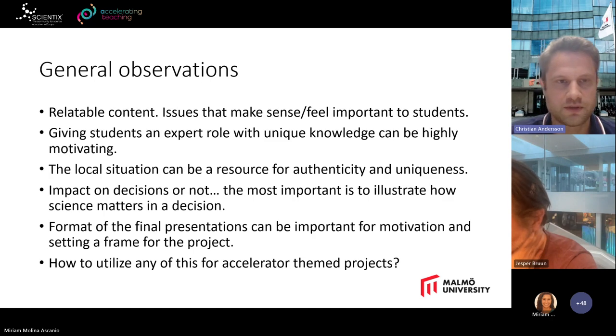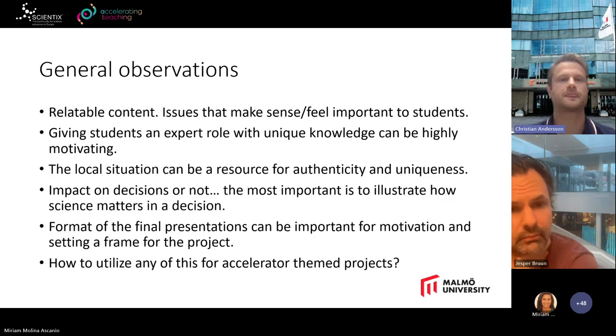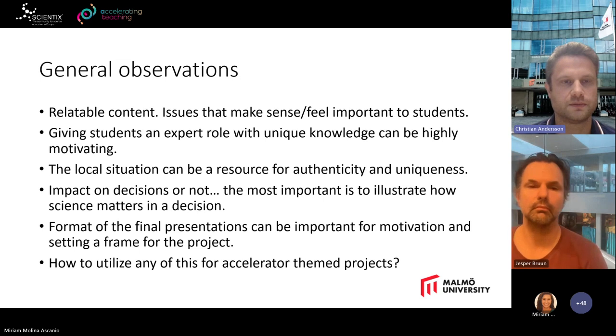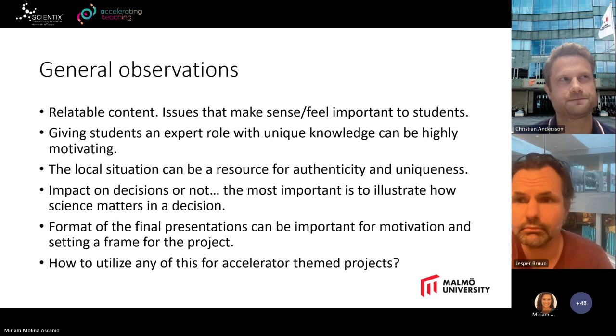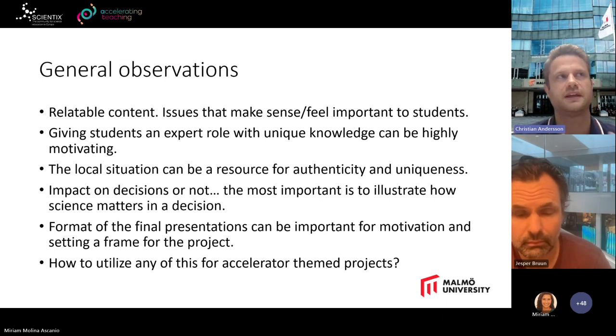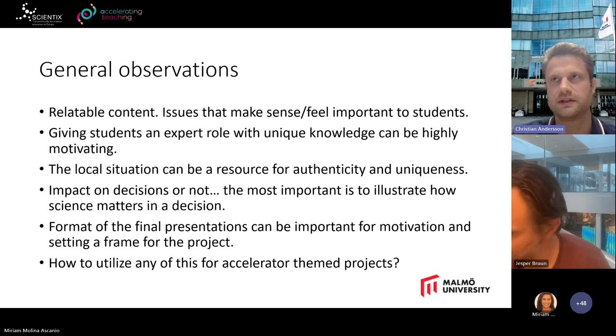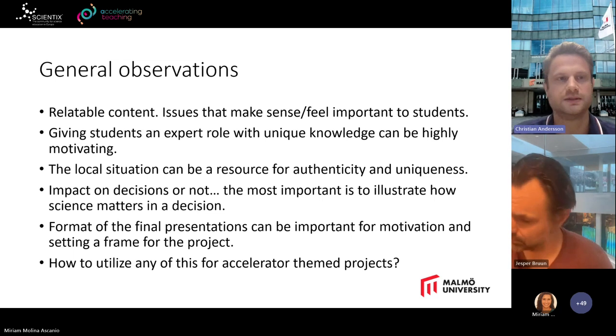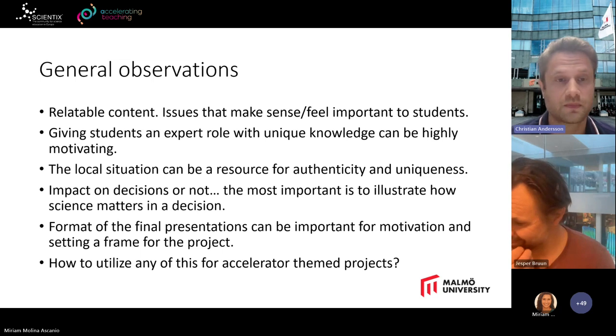Some general observations here across the examples. So I'm seeing that if you have relatable content in your projects, something that students can relate to, it's important. It makes them engage with the content more. Also, giving them the role of an expert can be highly motivating, especially if they could acquire some unique knowledge that no one else knows about, that makes them feel and actually be experts.